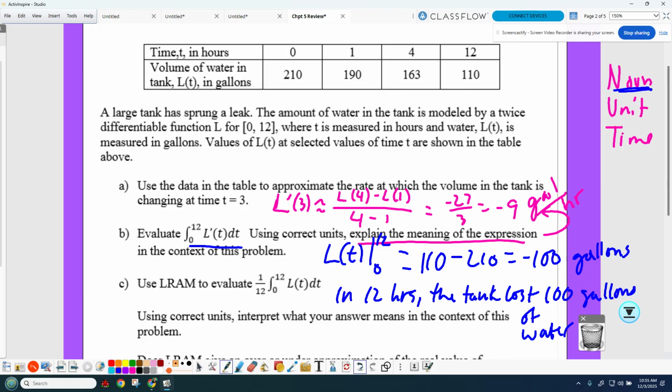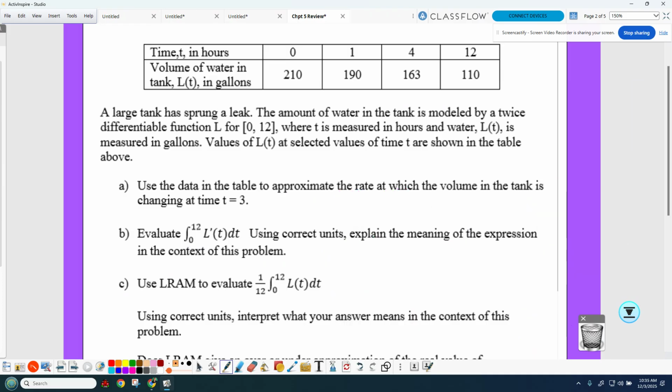So yeah, and don't be confused. Everyone was like, well, isn't the integral of the rate just that? Is it that easy? Is it just that? Mm-hmm, it is.